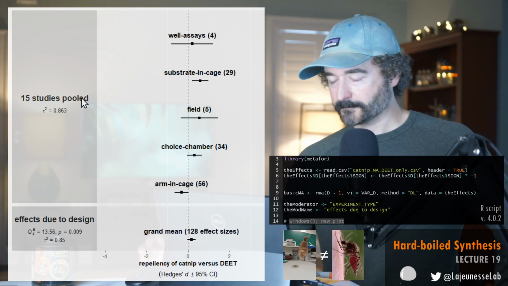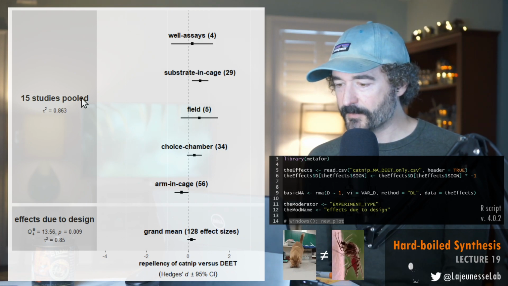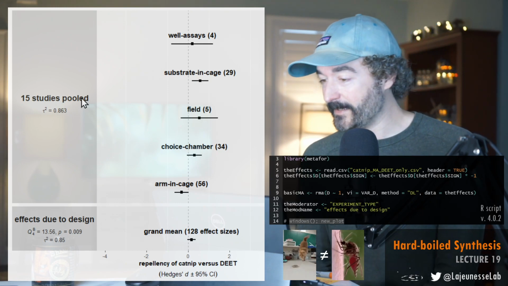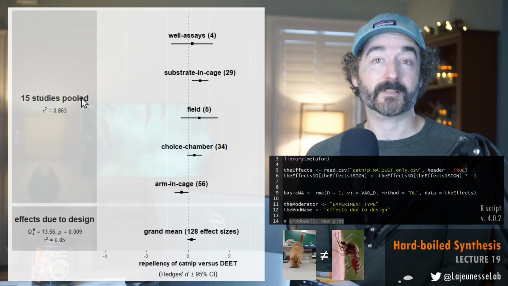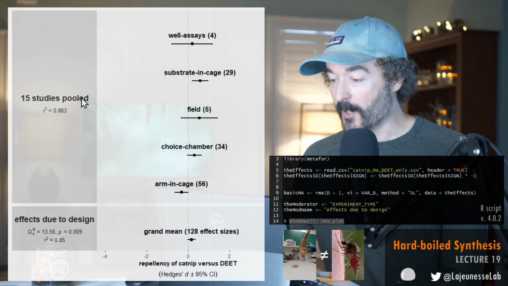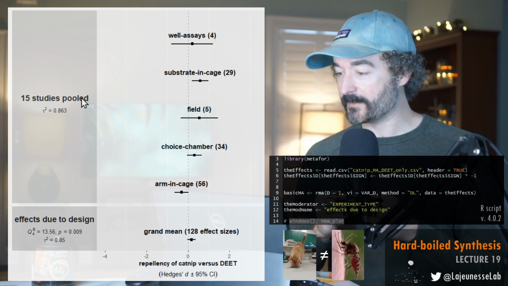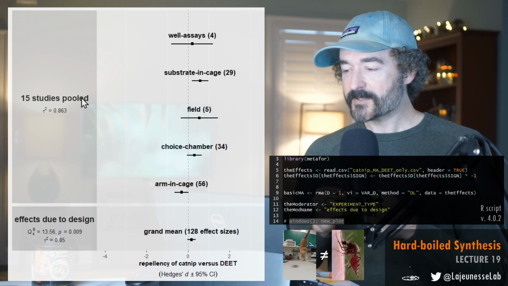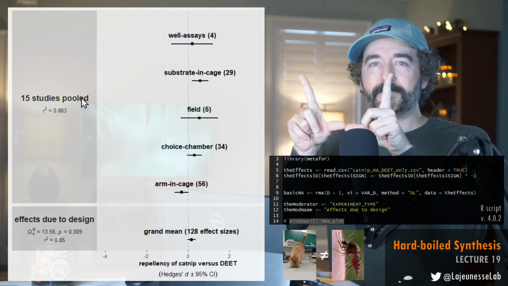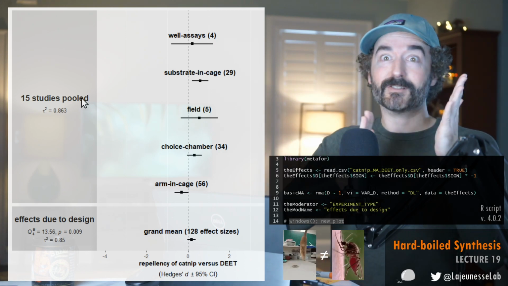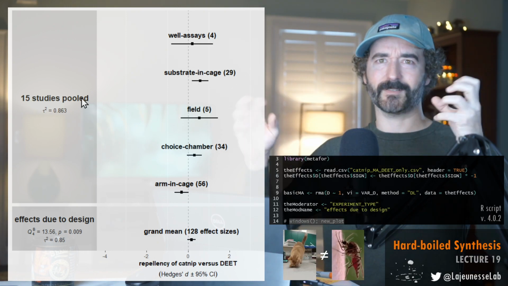Okay, so there we go. Here we have the list of all the different types of experiments that were done. The arm and cage trials, at the bottom, account for 56 effect sizes. A bunch of studies were based on choice chamber experiments, like a Y tube, where mosquitoes decide where to fly based on whether the repellent is pumped in. There are many variations on that design.